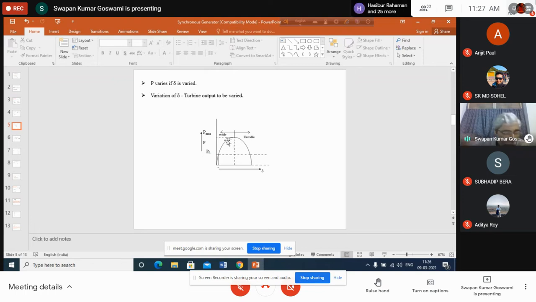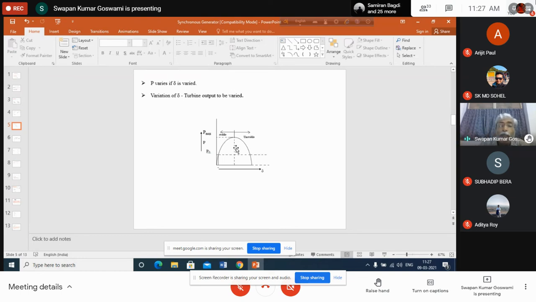Is it clear up to this point? Yes, sir. Everybody, it is clear? So output power is now greater than input. That means, for stable operation, what is needed? The speed of the generator and the synchronous speed of the infinite bus must be the same. At the same time, output power and input power must also be the same. Then only stable operation is possible.